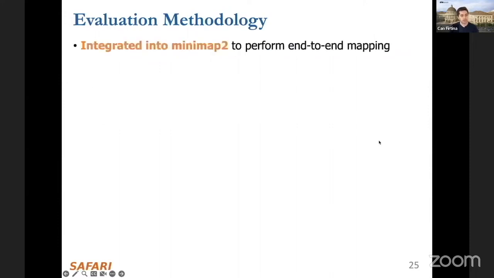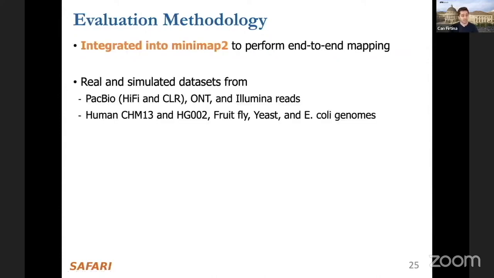We integrated blend into Minimap2 to perform end-to-end mapping. In our evaluation, we used real and simulated data sets from PacBio HiFi and CLR, accurate and less accurate reads from Oxford Nanopore Technologies, and Illumina reads, which essentially provide short reads.